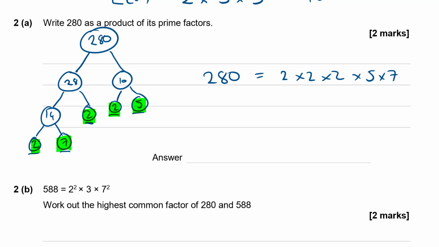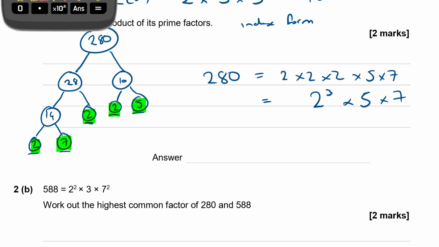Sometimes these questions ask you to write your answer in index form. It doesn't here, it just asks you to write it down as a product of its prime factors, so this answer is perfectly acceptable. But if it did ask you to do it in index form, then you would just rewrite this in power form. So 2 times 2 times 2 is 2 cubed. It'd be 2 cubed times 5 times 7.